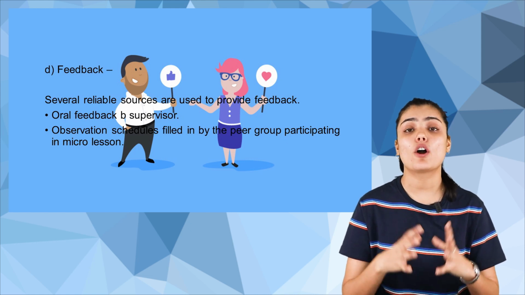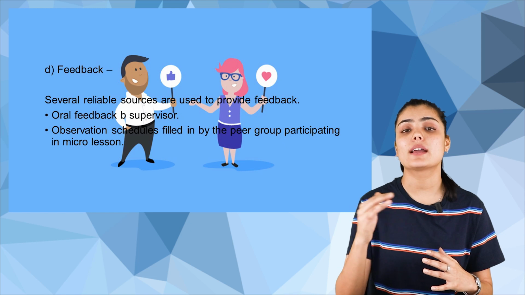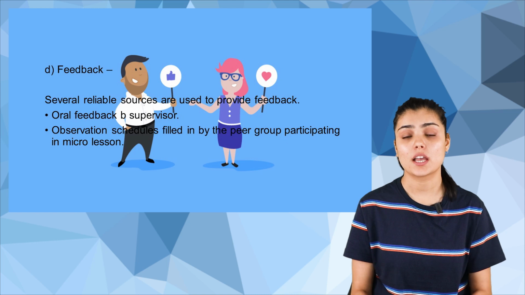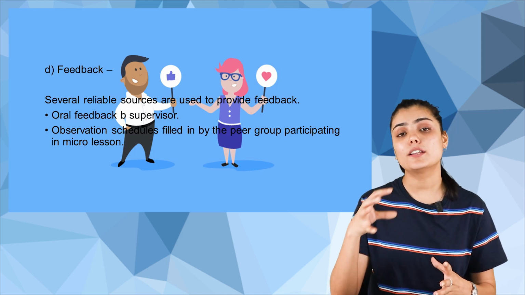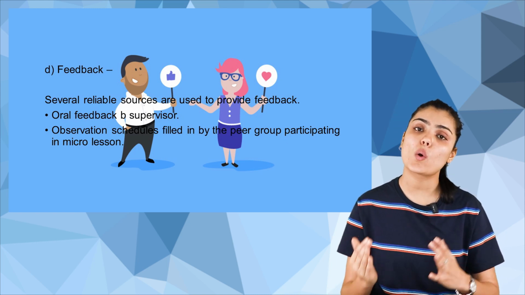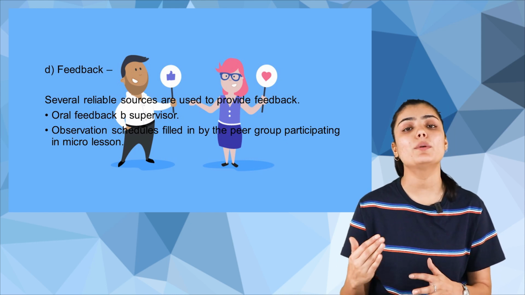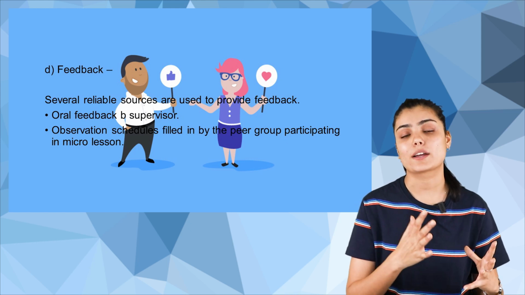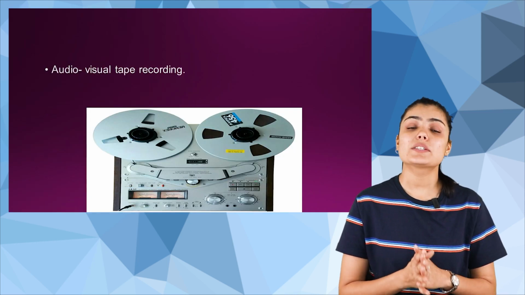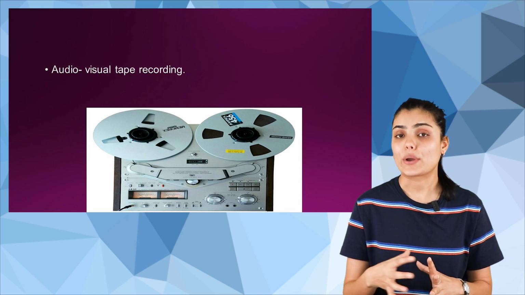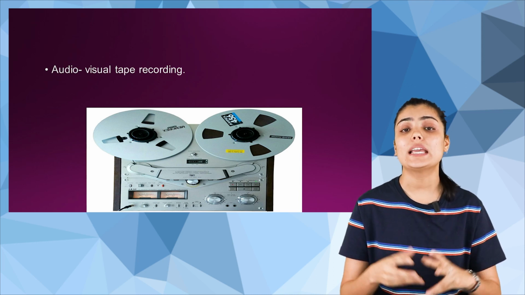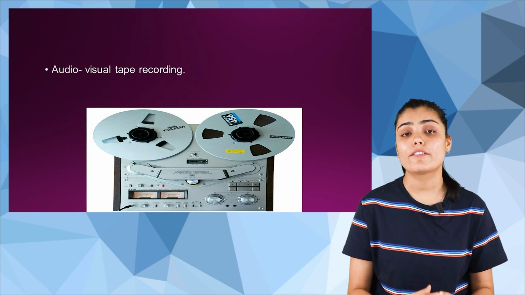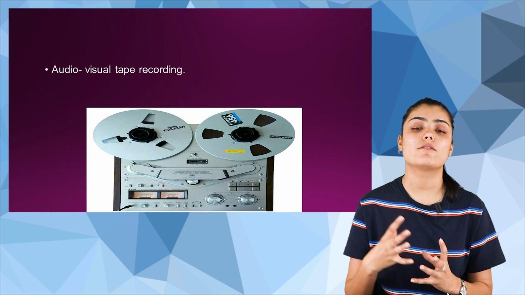The next one is observation schedule that can be filled by other peer members who are also participating in the micro teaching process. So for a micro teaching, there can be other participants who are also part of micro teaching. They will be provided with observation schedule. They can fill those schedules and give their feedback to the particular trainee. And the last one is audio visual tape recording. Audio visual tape recording is one of the ways through which the trainee or the student teacher can assess the efficiency or effectiveness of her class.